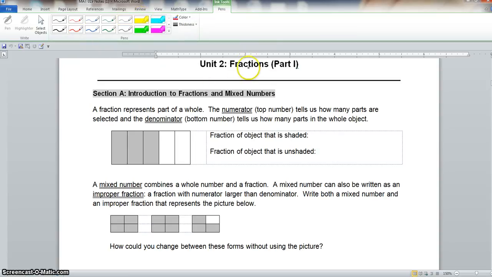Hello class, we're about to start Unit 2, Fractions, Part 1. It says Section A, Introduction to Fractions and Mixed Numbers.